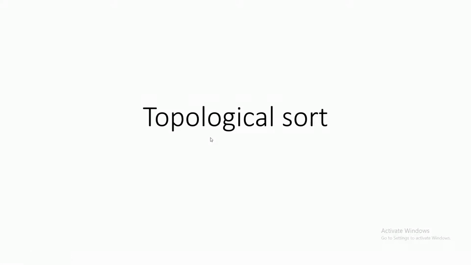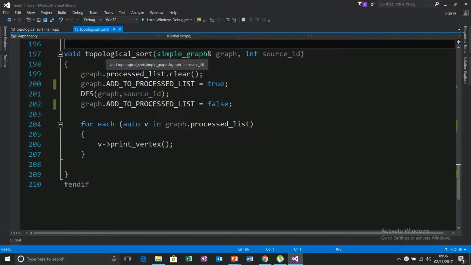Alright, let's look at the implementation of topological sort algorithm. Now here, inside this topological main function, I am going to call DFS function which we have discussed in previous videos with the source vertex and the graph. Now inside this DFS function, we know that internal depth first search function will be called.